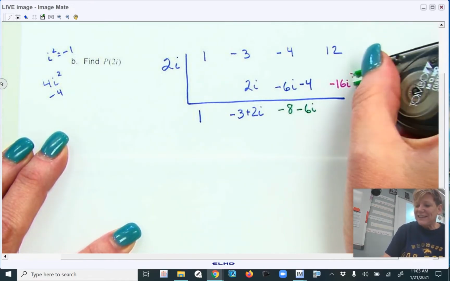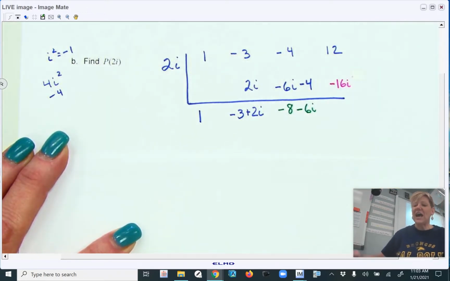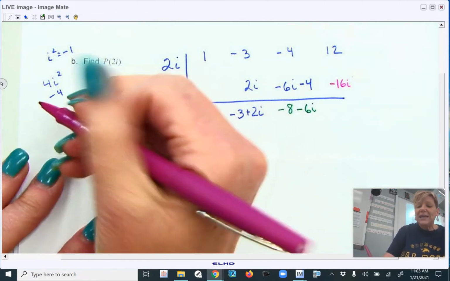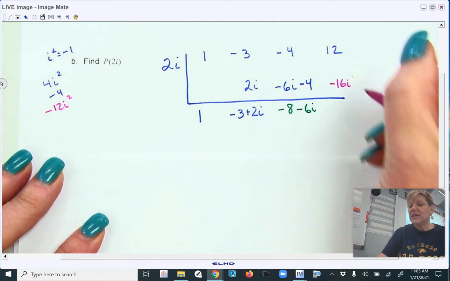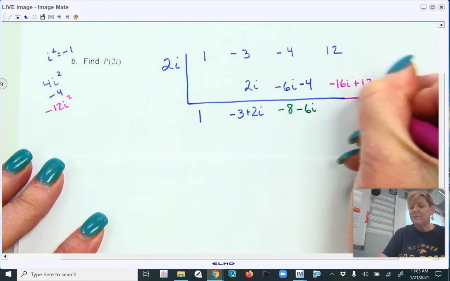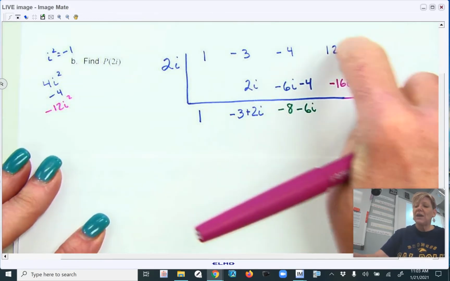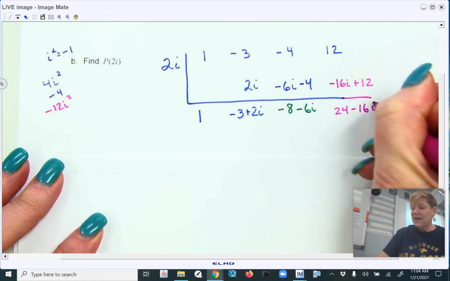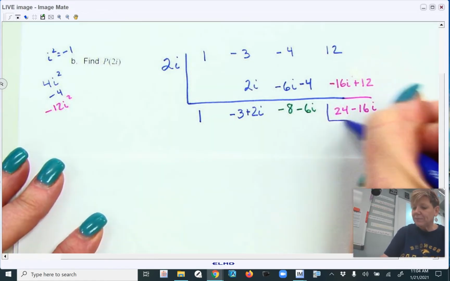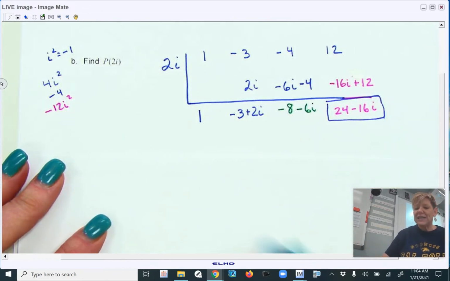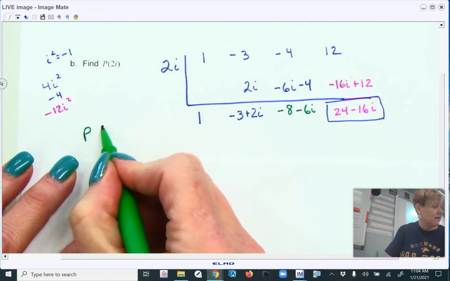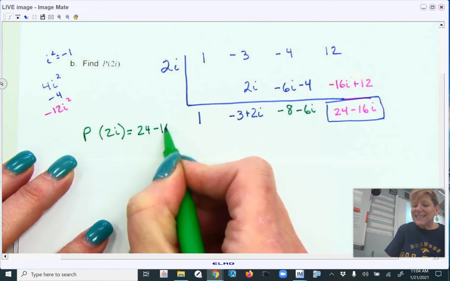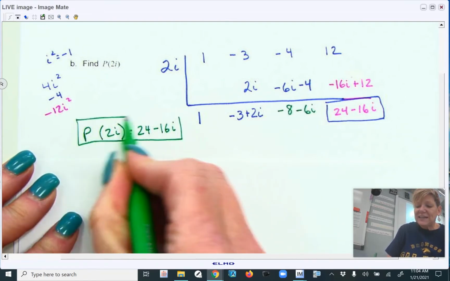Negative 16i. And then negative 6i times 2i would be negative 12i squared, which is going to be just a positive 12. So when we add our like terms together, 12 plus 12 is 24, minus 16i. That is our remainder. So what that means is P of 2i equals 24 minus 16i. And that's our answer.